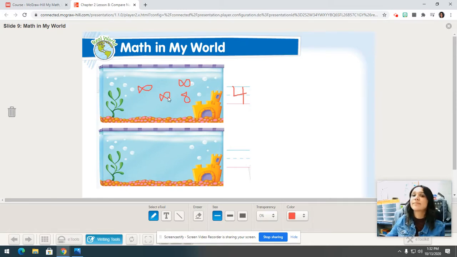1, 2, 3, 4. Baby L, line down. Good. Now, in the next fish tank, when she looked at it, she saw 7 fishies. Can you believe it? 7 fishies. We have to draw 7 fishies in the next fish tank. Well, why don't you just watch me, or you can do it at the same time as me. Go ahead and help me count 7 fishies. Ready?